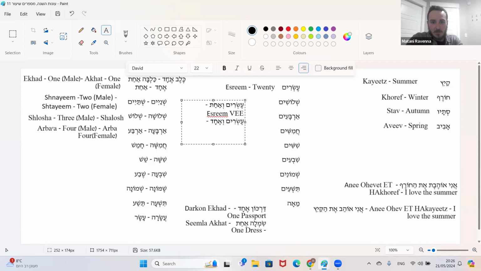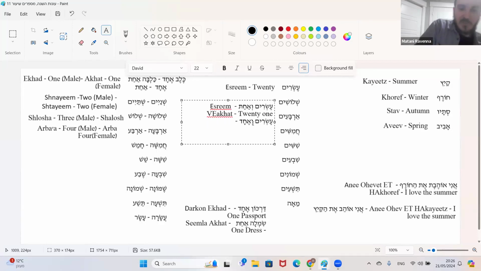Ve'achat, 21. Female. And then 21. Male.